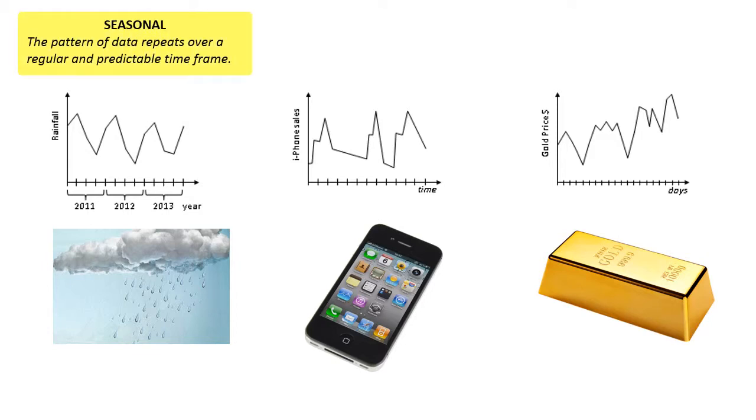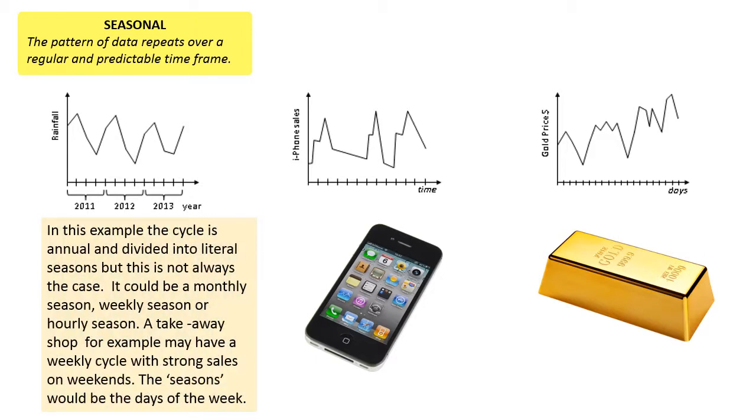Rainfall is a classic example of seasonal data. The length of the cycle in this case is annual and it's divided into literal seasons, but it's not always the case. A takeaway shop, for example, might have a weekly cycle of sales with strong sales on the weekends. The cycle would be weekly and the seasons would be the days of the week.